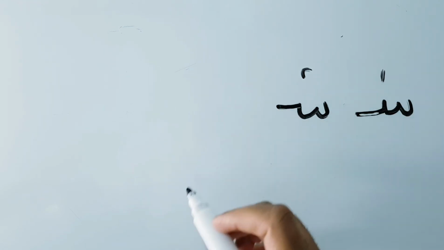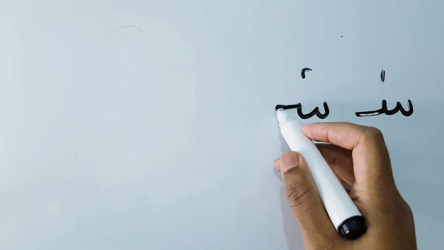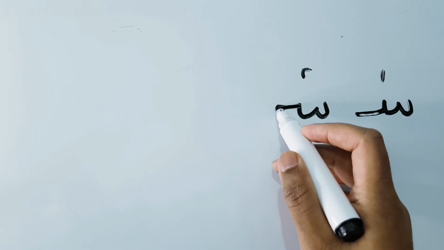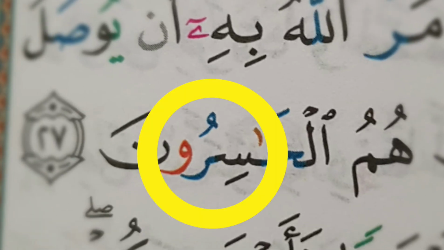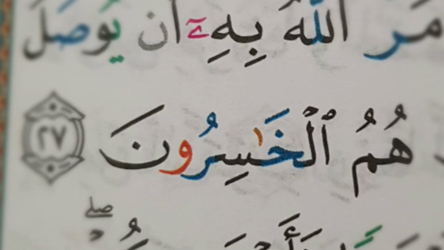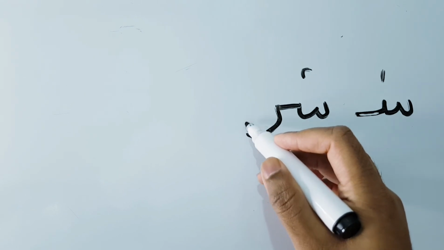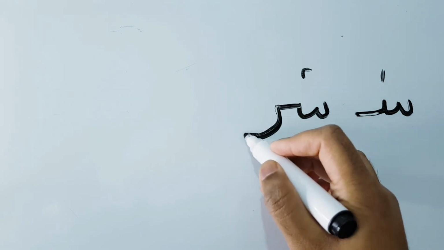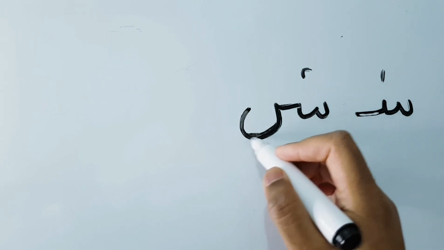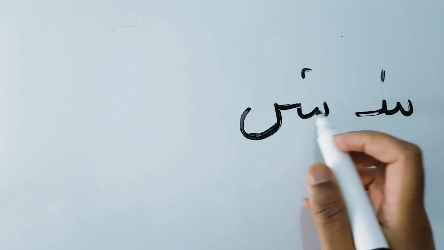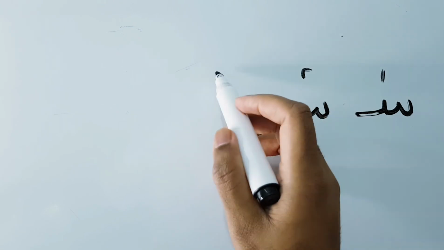Okay, this is one. Second way is we do this, and then instead of going down, we just extend it from here. You might find it extended from here, and this usually comes with Ra and Za, form number one. It can also come with Noon. So we could do Noon like this. You might find that it comes like this sometimes. Instead of joining from the bottom, it joins from here. This is number 2.